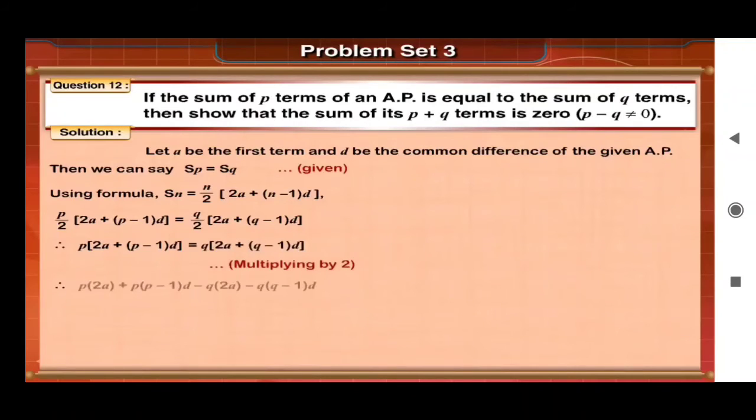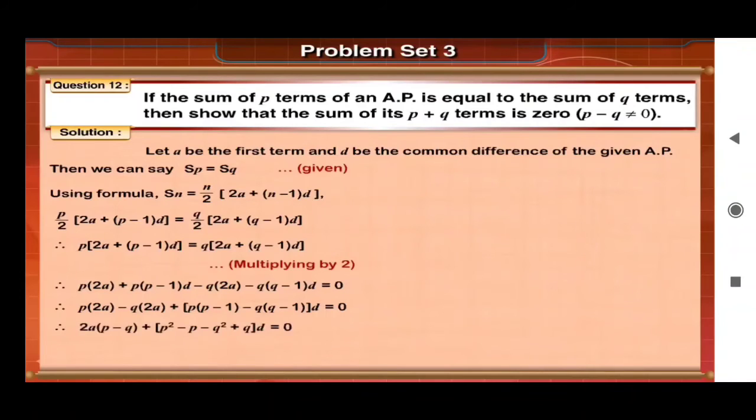Therefore, p into 2a plus p into p minus 1 into d minus q into 2a minus q into q minus 1 into d is equal to 0. Therefore, p into 2a minus q into 2a plus p into p minus 1 minus q into q minus 1 into d is equal to 0. Therefore, 2a into p minus q plus p square minus p minus q square plus q into d is equal to 0. Therefore, 2a into p minus q plus p square minus q square minus p plus q into d is equal to 0.